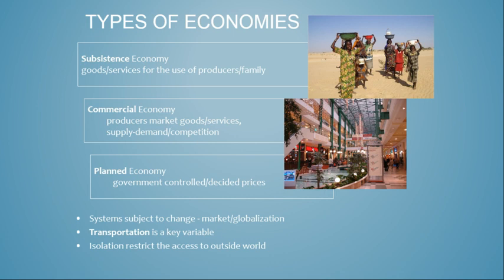Now, the systems are subject to change depending on markets and globalization, and again, we'll be talking about that later on, but one of the key variables is going to be transportation. When you are connected to other places, then you have the ability to trade more, right? Isolation restricts access to the outside world, and in isolated communities, you're going to find lots of subsistence economies. In connected communities or societies, you're going to have a lot more commercial economy. Just to point out, very few people are actually members of only one type of economic system.